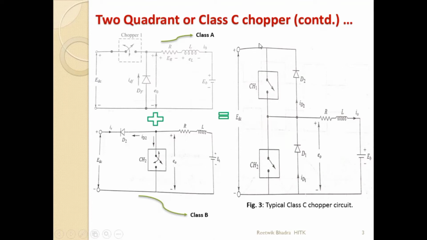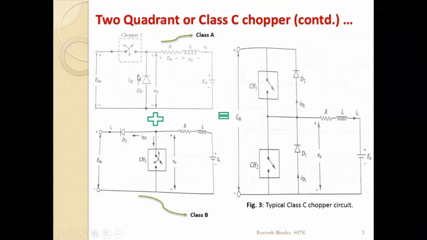Okay, so this complete circuit is a parallel combination of your class A and class B chopper. How are you forming this? If you know these two diagrams, you can draw this very easily by slowly understanding how this plus is connected, how this diode is connected, where this plus terminal is connected to the negative of D2. So it is connected to the negative of D2. Then this CH2 is connected across this RLE.